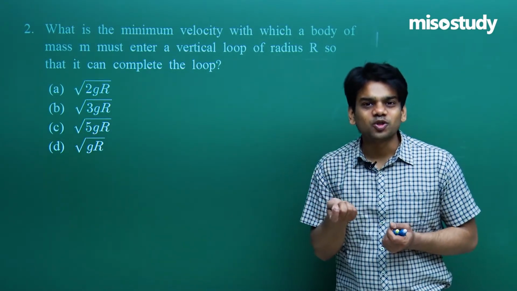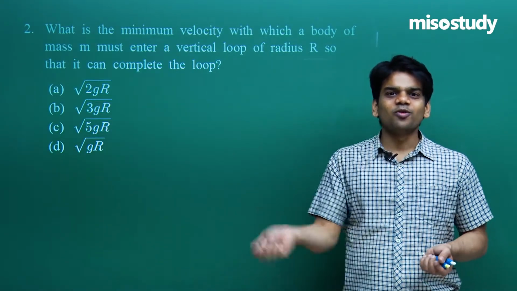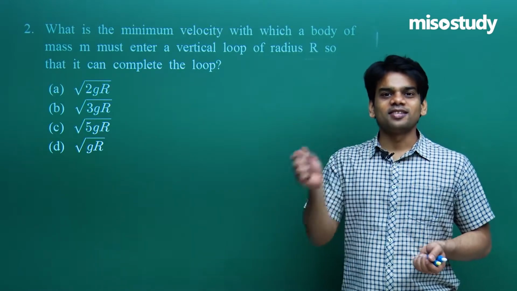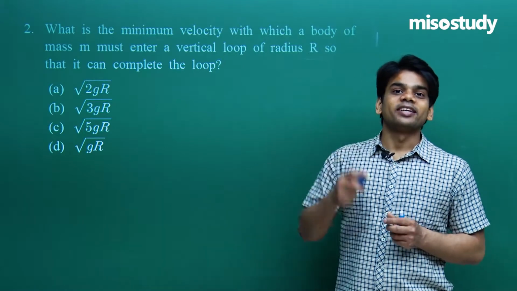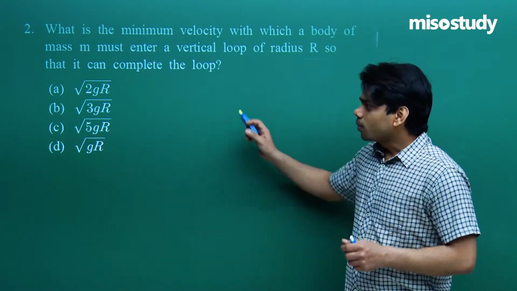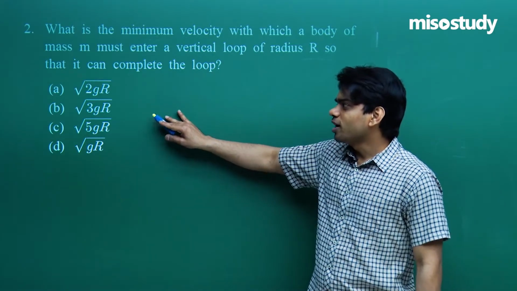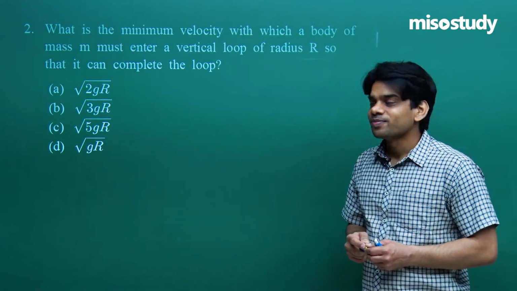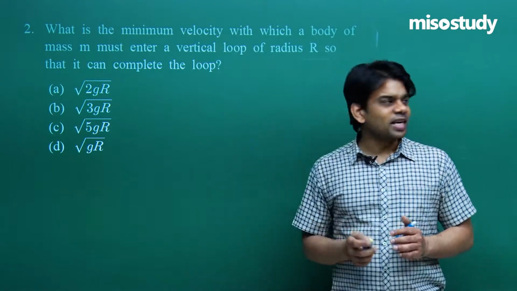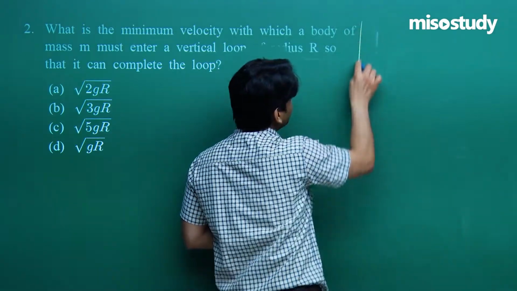You can take a stone tied to a string and whirl it in a vertical circle. Then at the bottom, what minimum velocity do you have to give so that it can reach the topmost point? Option A, under root 2 rg; option B, under root 3 rg; option C, under root 5 rg; option D, under root g r. So let's check. I believe you can understand the scenario and how to proceed with it. Let me show you here.